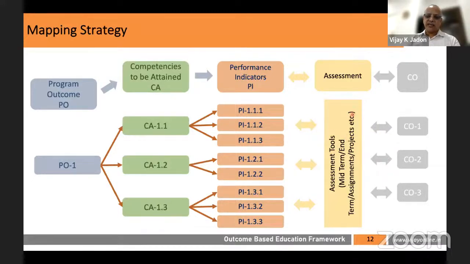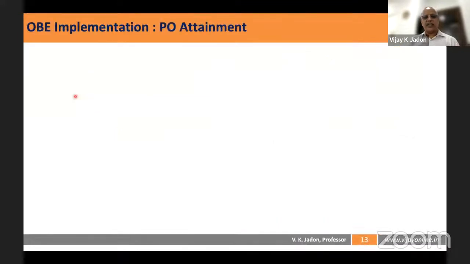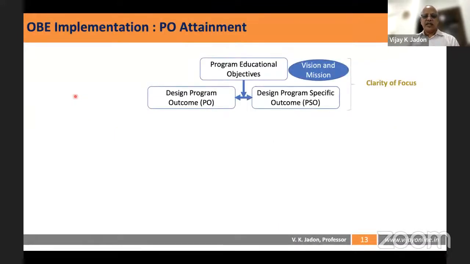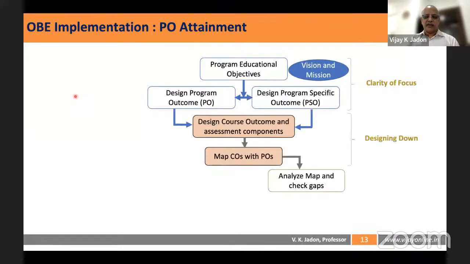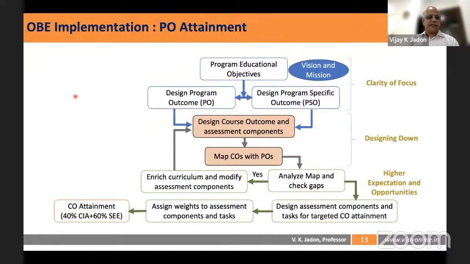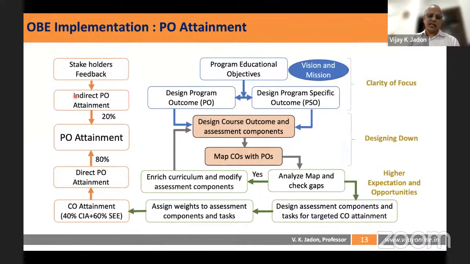Every assessment, or each question of the assessment, is to be mapped with some course outcome, and each course outcome is to be mapped with some program outcome. That is necessary for evaluating the attainment of the program outcome for each and every student. We focus on each and every student. So that is the flow diagram, which represents how we can implement things in practice.